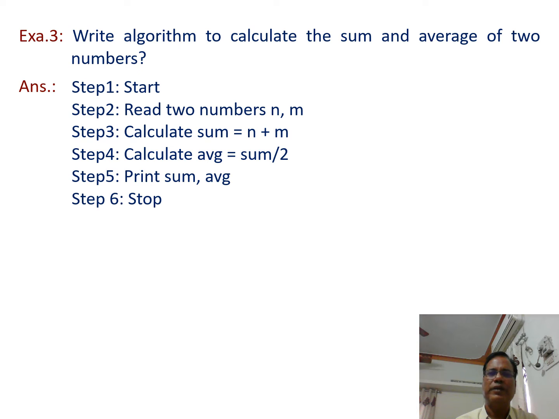Step 1, start. Step 2, read two numbers n, m. Step 3, calculate sum equal to n plus m. Step 4, calculate average equal to sum divided by 2. Step 5, print sum and average, and step 6 is the stop. So this pseudocode indicates how to find the sum and average of two numbers.